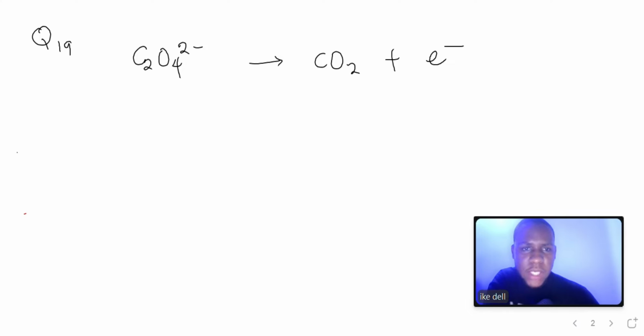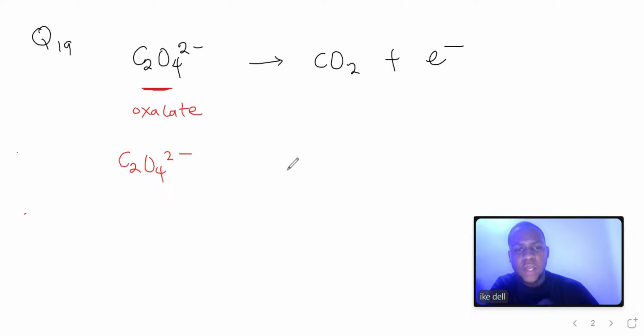Another easy peasy question here on balancing half equations. This one is our oxalate ion. Oxalate. And we are trying to convert that to carbon dioxide. Okay, so major players: C2O4 2-, and it's being turned into CO2, right? That's a major player here.